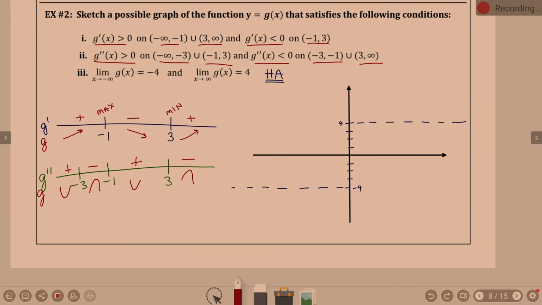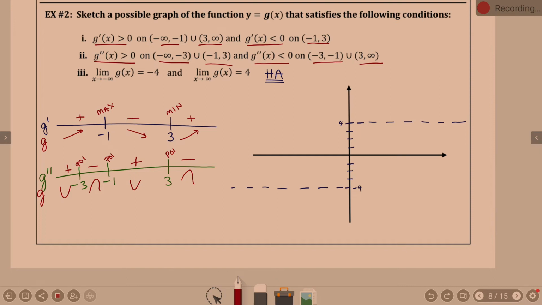What are these points in the second derivative? If the concavity is changing, these are points of inflection. I so prefer my IP. I don't know. Point of inflection, I don't like it, but okay.